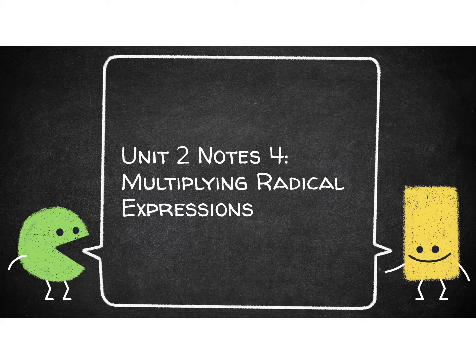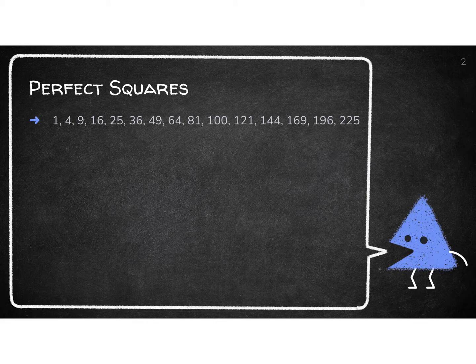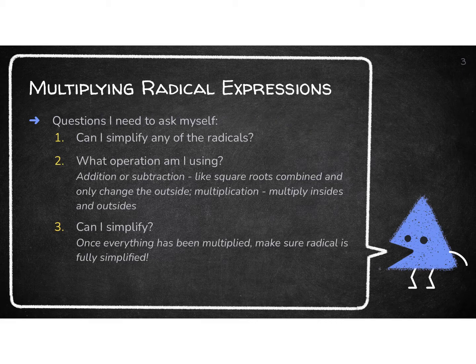We're going to look at Unit 2, Notes 4 now. Yesterday we looked at adding and subtracting radicals. Now we're going to look at multiplying radicals. So again, these perfect squares, they're not going anywhere. We talked about this. You need to make sure that you know these or how to find these. If you still are struggling with trying to figure these out, please connect with me.